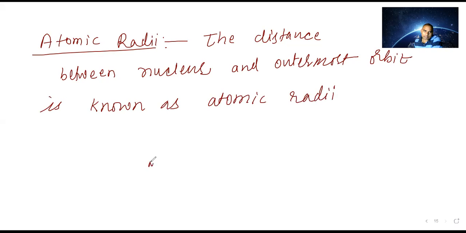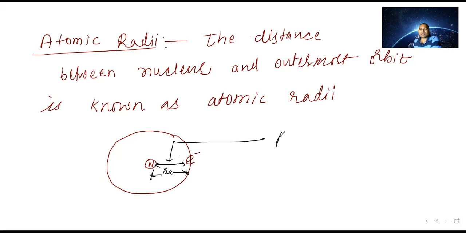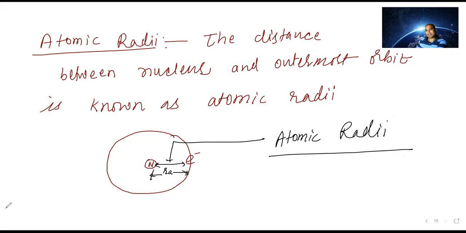So here, this is the nucleus, and here are the orbits. Suppose this is an orbit with the outermost electron. The distance between the nucleus and the outermost orbit is known as Ra, R for radius, A for atomic. So this is the atomic radii. Yes or no? Are you able to understand this?